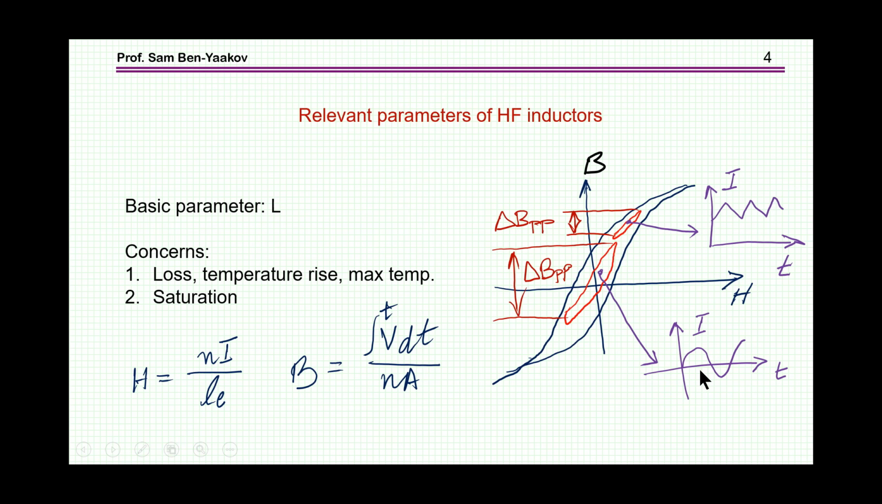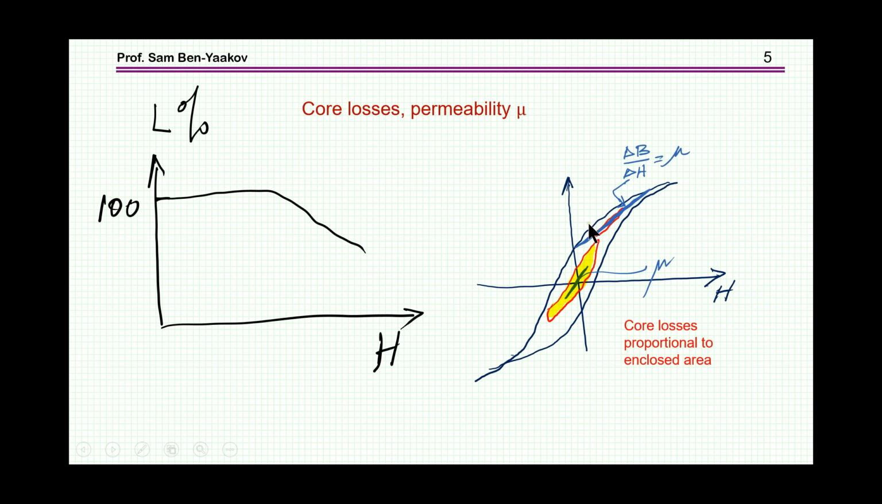And in the case of the resonant case, without DC, we are going to be around 0. And this is defining H and B, which are the axes here. This is H and this is B. This is related to the current, and this is actually related to the voltage. Now, the losses are dependent on the area here. The larger the delta B, the larger the area, the larger will be the loss.